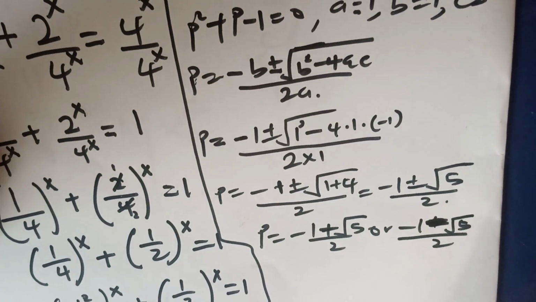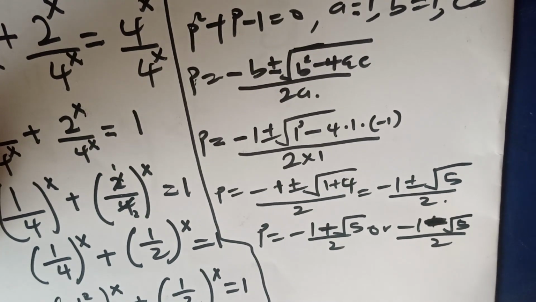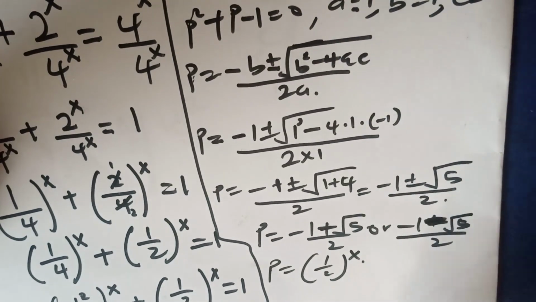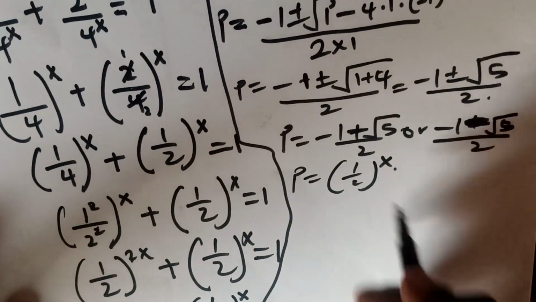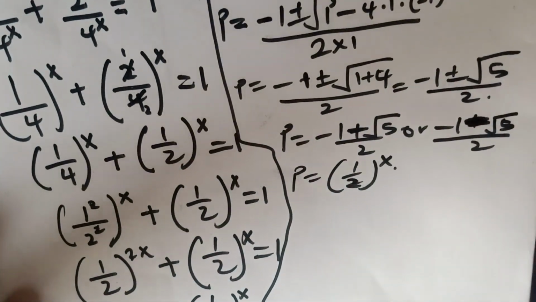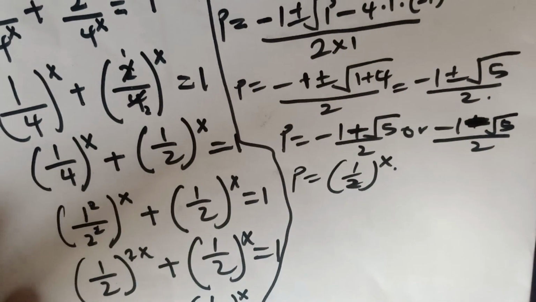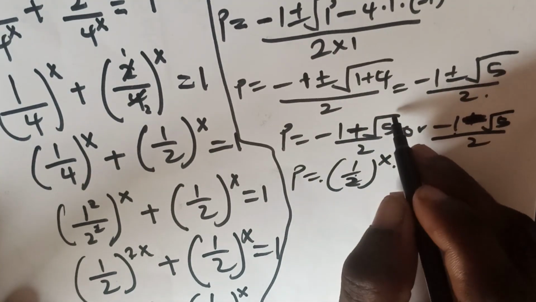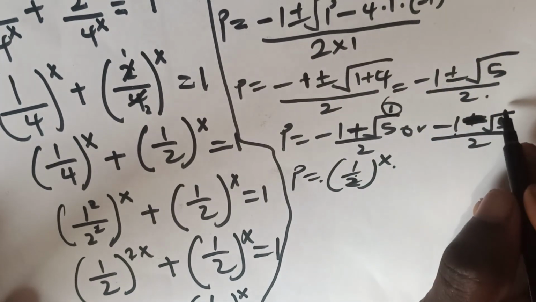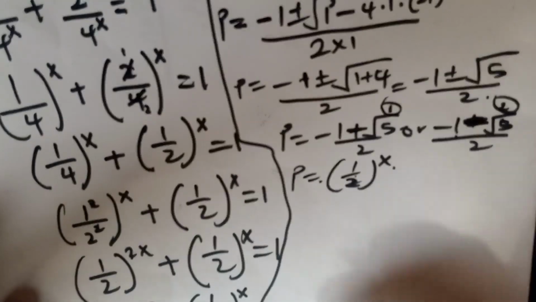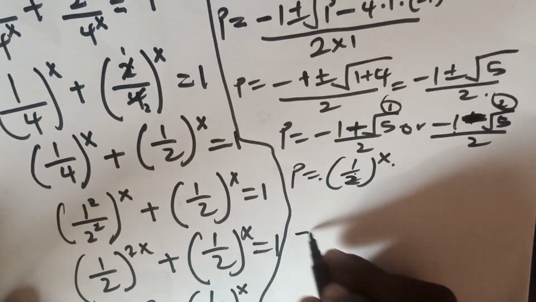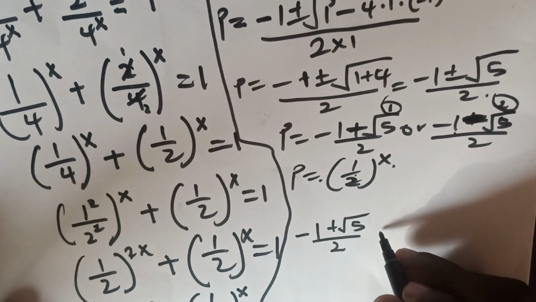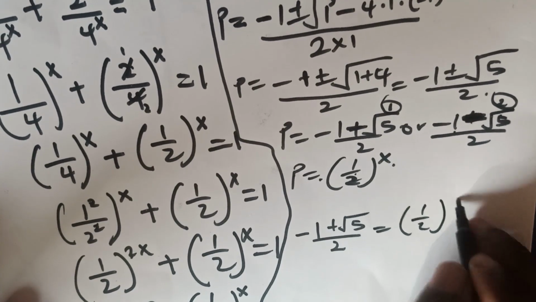Since we've gotten our value for p and we are looking for x, whereby p is equal to (1 over 2) to the power of x, what are we going to do? We are going to put the value of p to equate this one. Let's call this the first value and this the second value. So we are picking the first value: minus 1 plus the square root of 5 all over 2 equals (1 over 2) to the power of x.